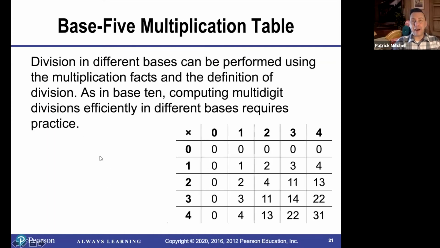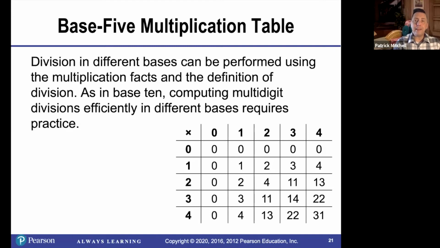All right, base 5. So division. Just when you think that you've got it down with addition, subtraction, and multiplication in other bases, along comes division. You may have some memory of elementary school where you got through addition, subtraction, multiplication without too much trouble, and then along came division, right? Division in different bases can be performed using the multiplication facts and the definition of division.